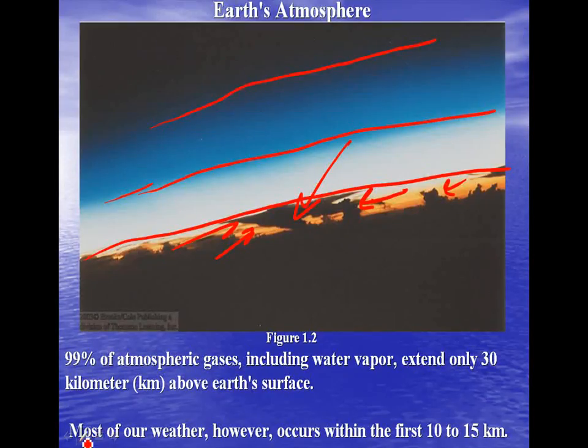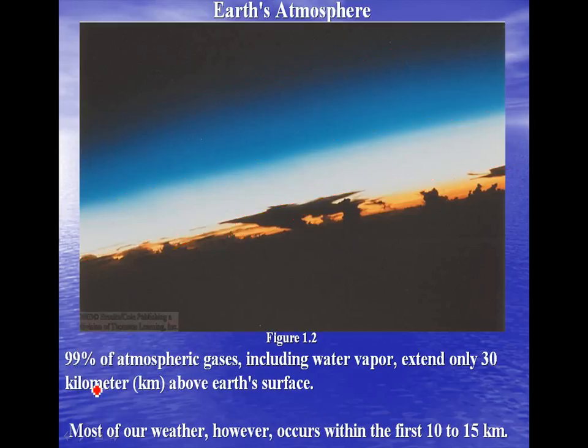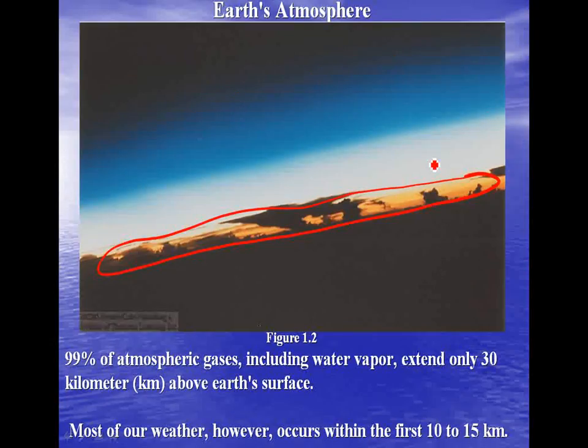Let me go ahead and just clean this up a little bit here. But all of the weather that takes place in our atmosphere occurs in the lowest layers of the atmosphere. And we'll actually identify that here in a few moments. About 99% of the gases in the atmosphere, and this includes water vapor also, only go up to about 18 miles up from the Earth's surface. Most of our weather does occur within the first 10 to 15 kilometers, or about the first 6 to 9 miles up. And the atmosphere, as you'll learn here in a few minutes, extends all the way up almost 300 miles.